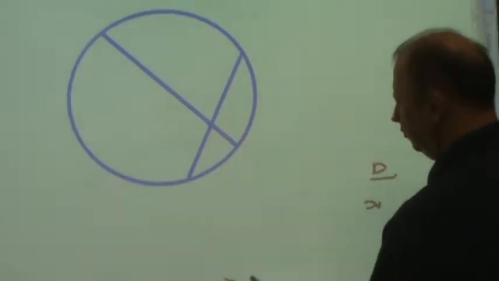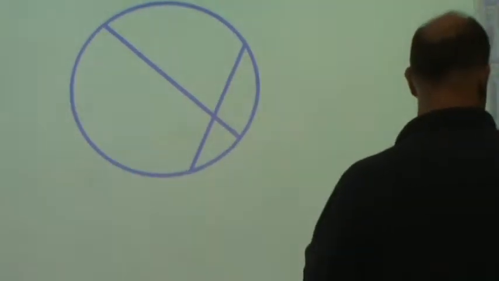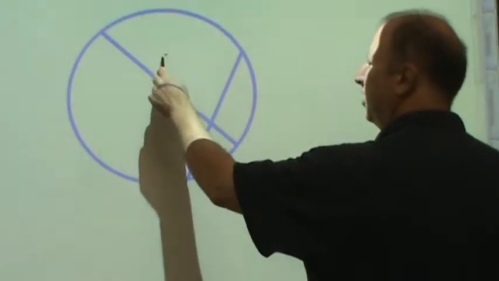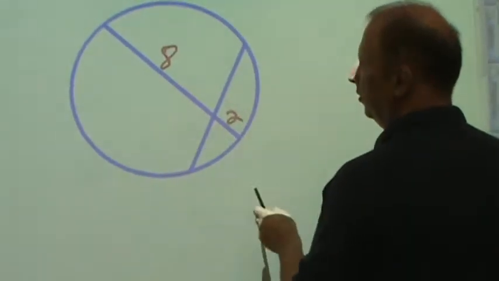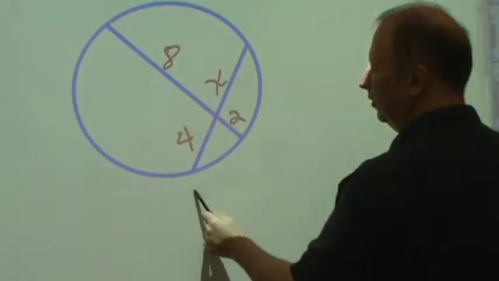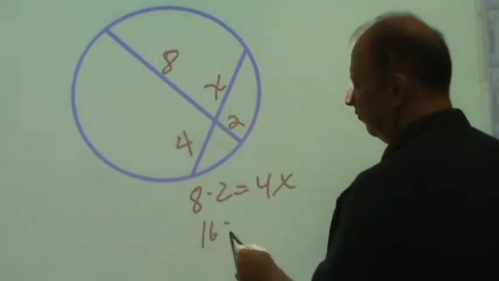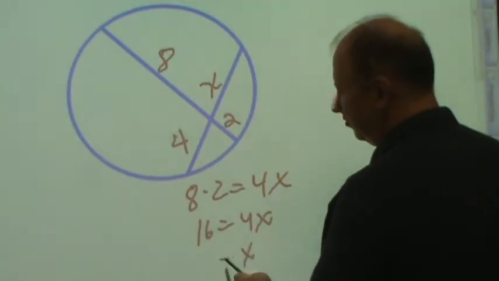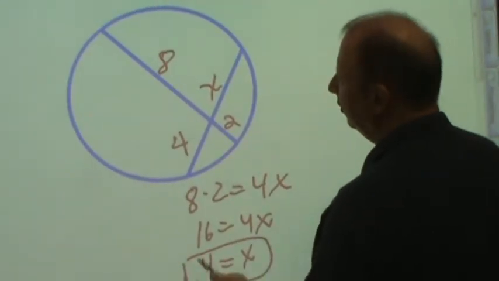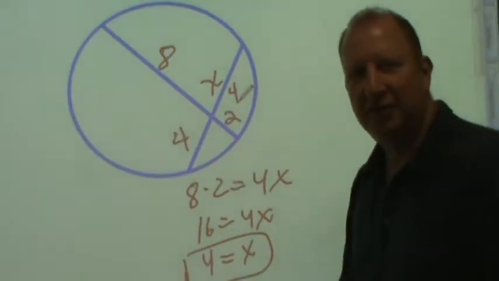Now that we have a rule, if this is 8 and this is 2 and this is 4, what is this? Well, 8 times 2 equals 4x, 16 equals 4x, x is equal to 4. So this piece would be 4. And that's it. Thank you.